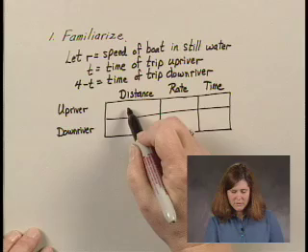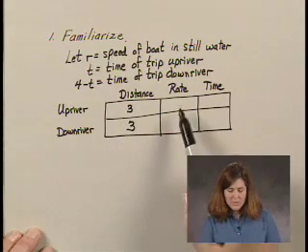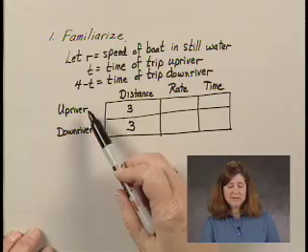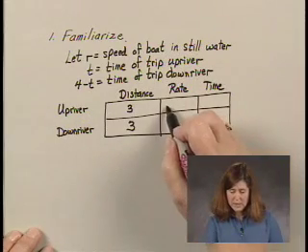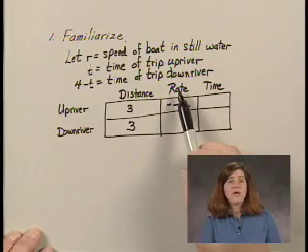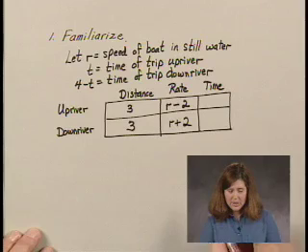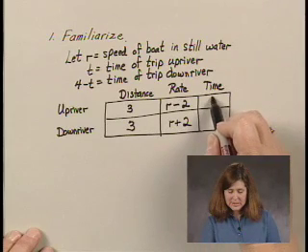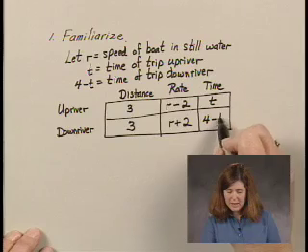The distance upriver and downriver is both 3 miles. The speed of the boat upriver is the speed of the boat in still water minus the current, which was 2 miles an hour. So that would be R minus 2. The speed or rate of the boat's travel downriver would be R plus 2. The time of the trip upriver is T. The time of the trip downriver is 4 minus T.